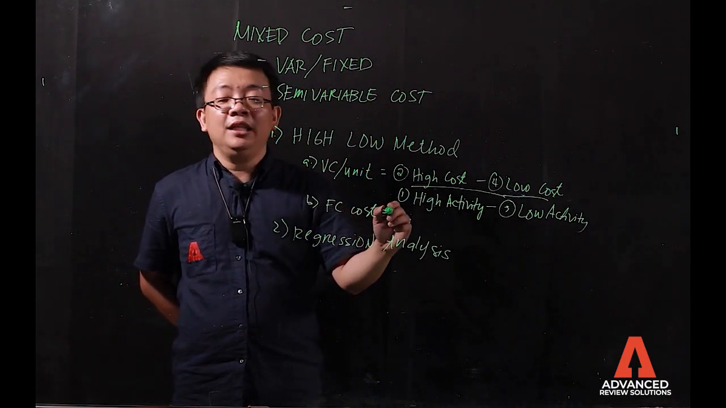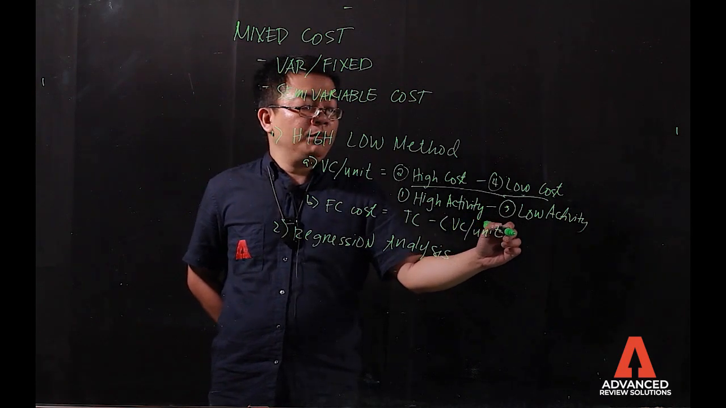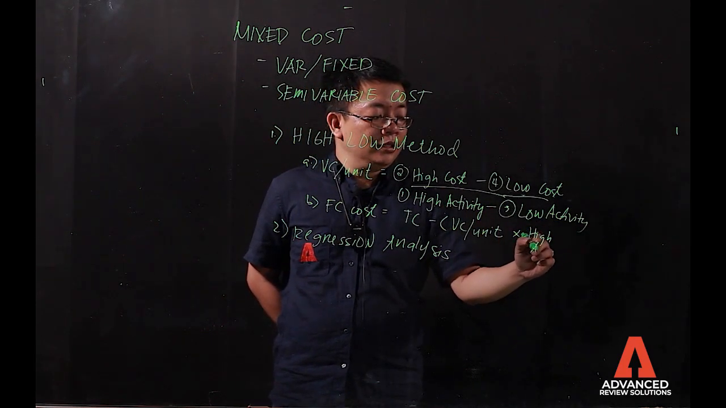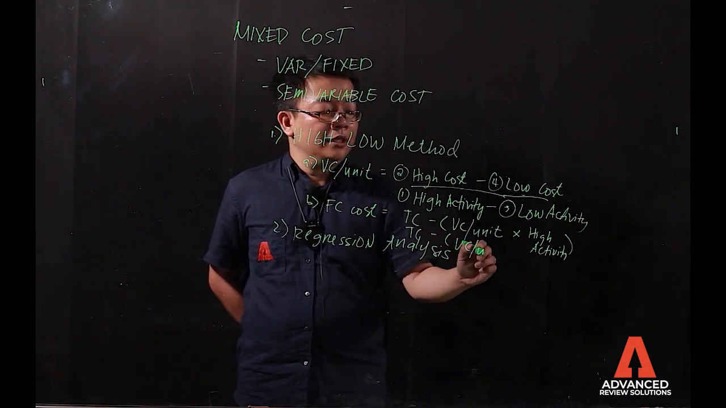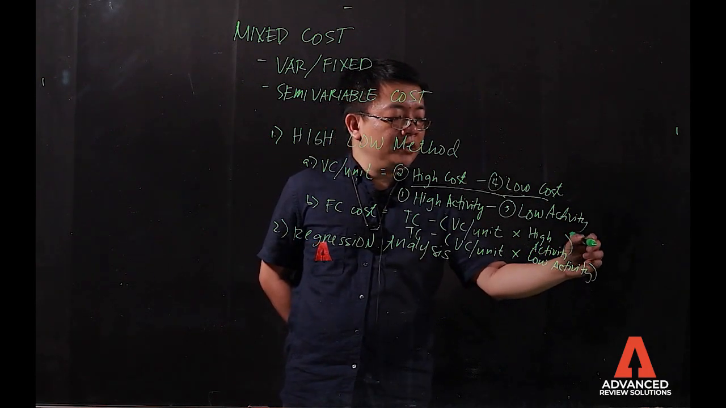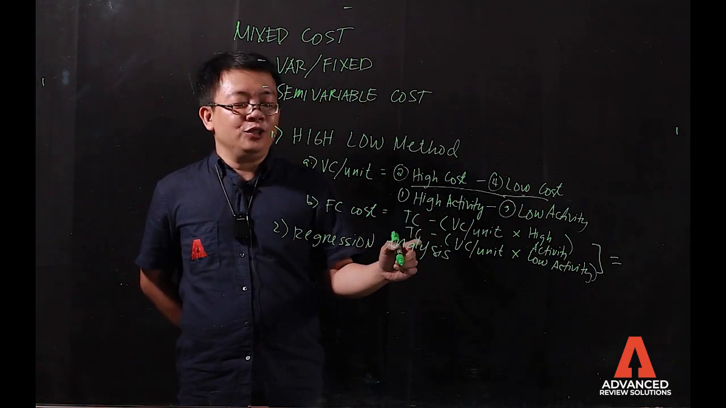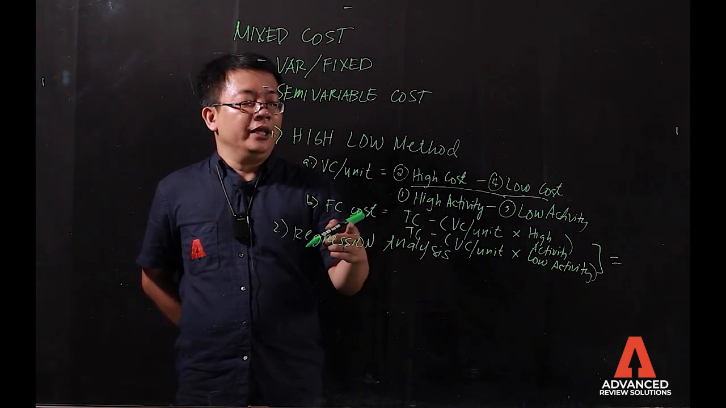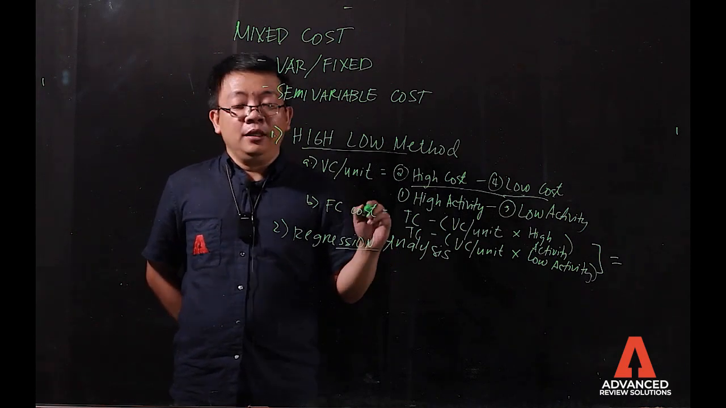Basically, it's very easy. Total cost minus the variable cost per unit multiplied by the high activity, or the total cost minus the variable cost multiplied by the low activity. What is the basic rule here? Your fixed cost should be the same. If not, there's something wrong in your computation, maybe in your variable cost per unit or your fixed cost. That's your high-low method.